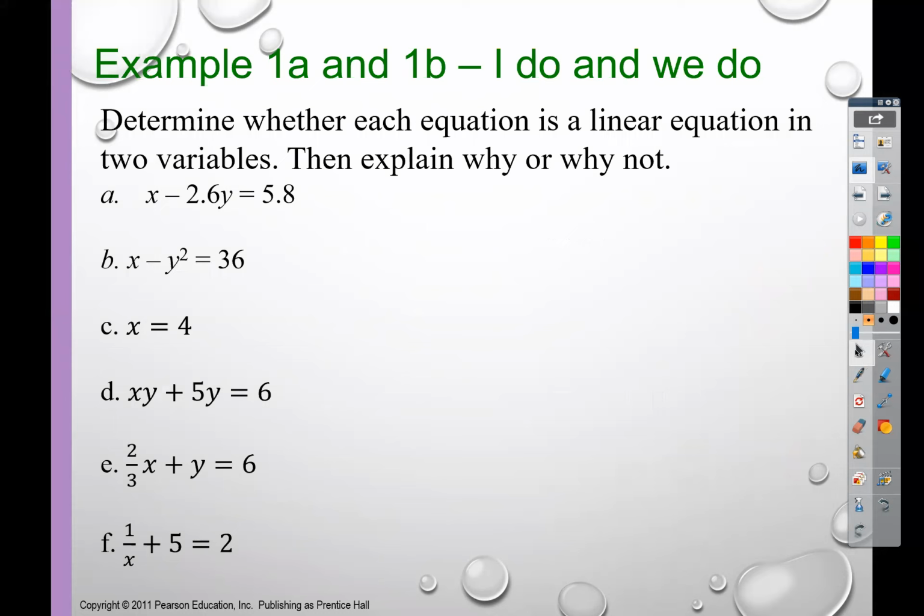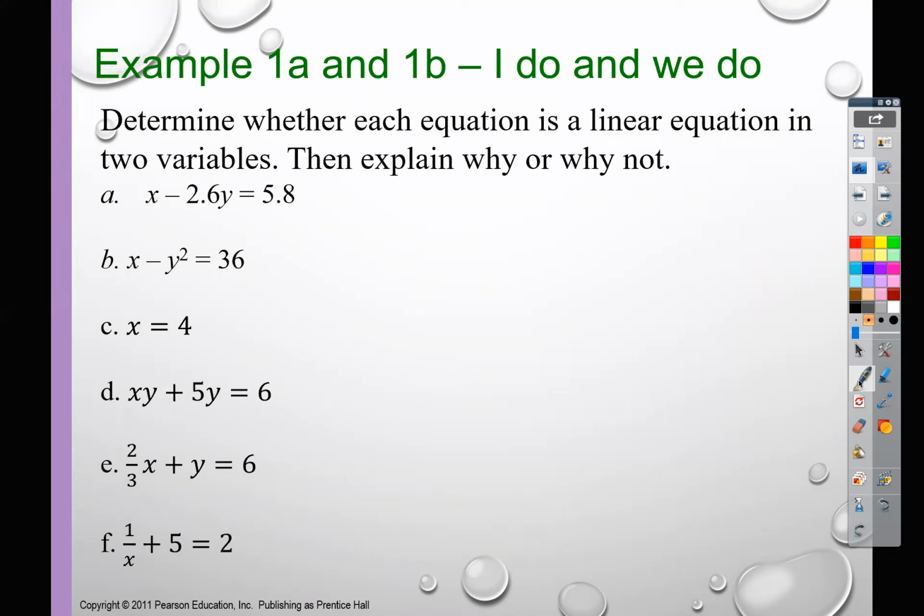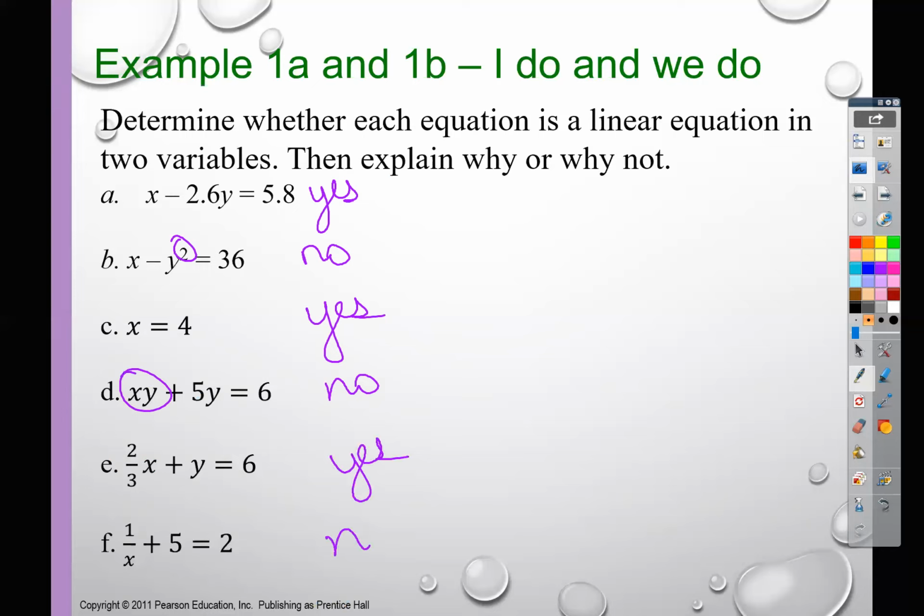All right, so determine whether each equation is a linear equation in two variables, then explain why or why not. If it is, you don't have to say why, but if it's not, you do have to say why not. So is A? Yes. Basically you say, okay, does it have any of those things that I said it couldn't have? And then that's why. So B, you would say no, because it has an exponent. C, yes. D, no, because two variables are being multiplied. E, yes, that's fine. F, no, because there's a variable in the denominator.